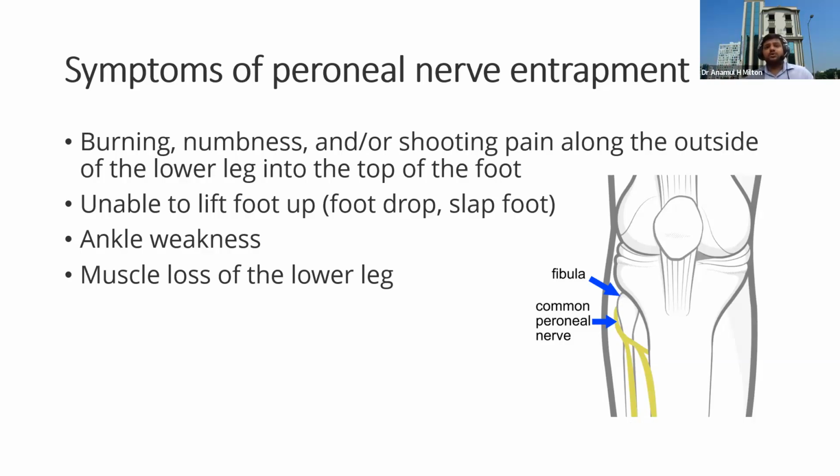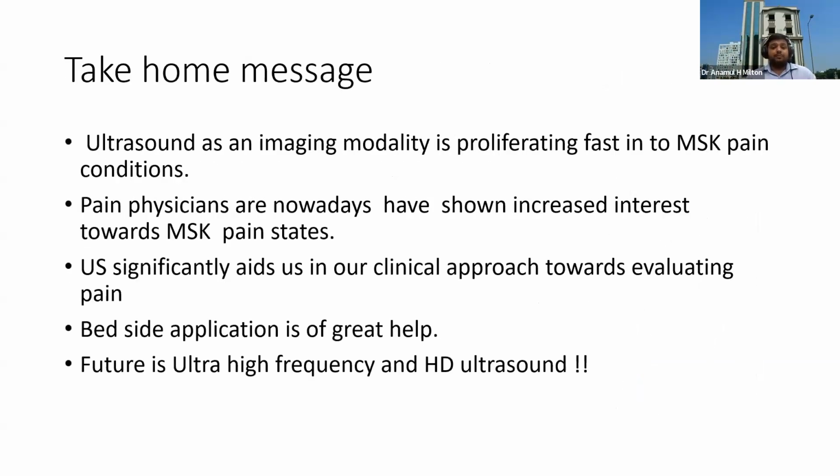So you should consider it, and you should also track the nerve from the posterior side, from the sciatic, then the tibial, common peroneal, and common peroneal up to the division. If there is any swelling, or any nerve pathology or nerve morphology changes, it may be due to peroneal entrapment.